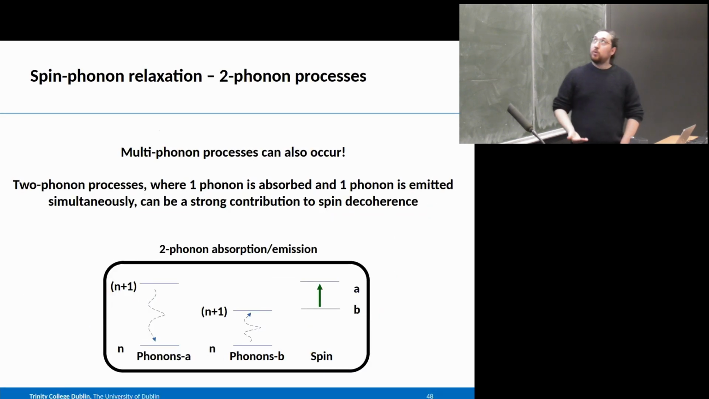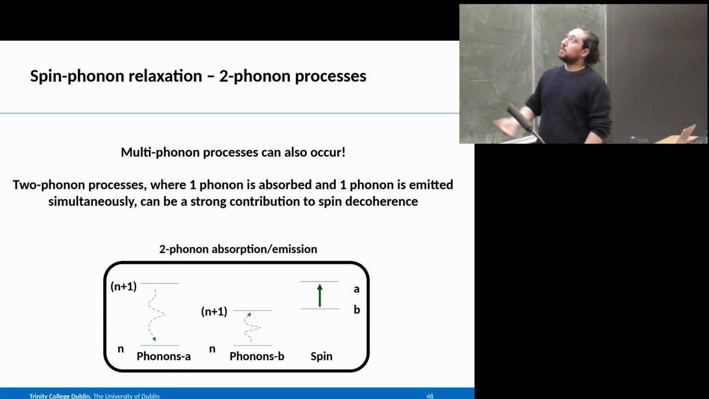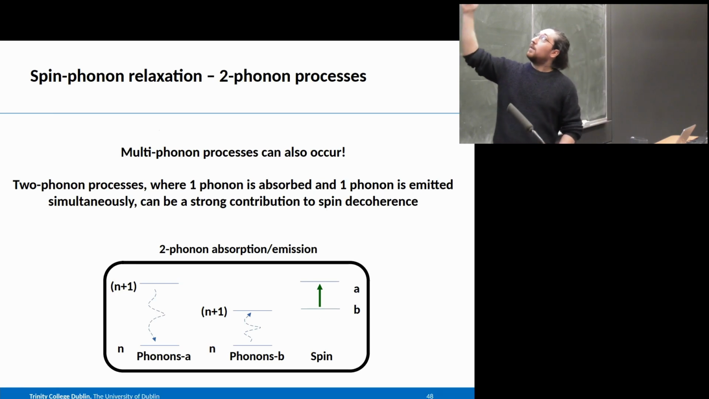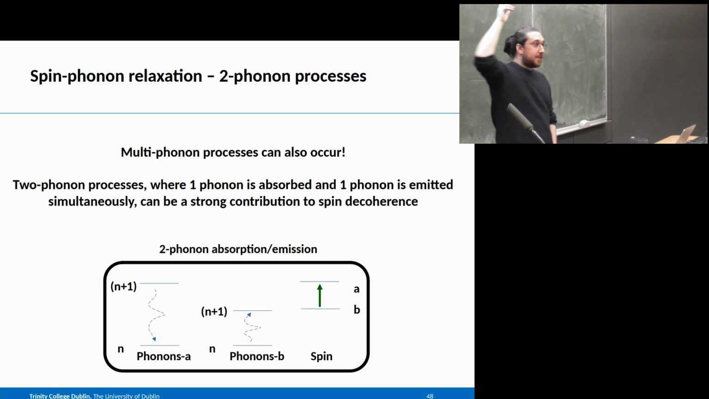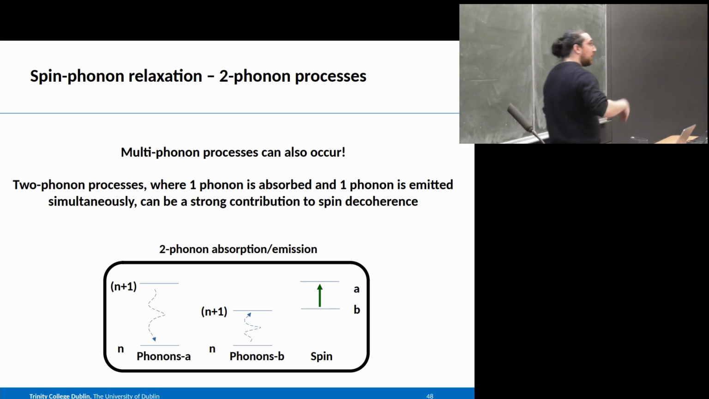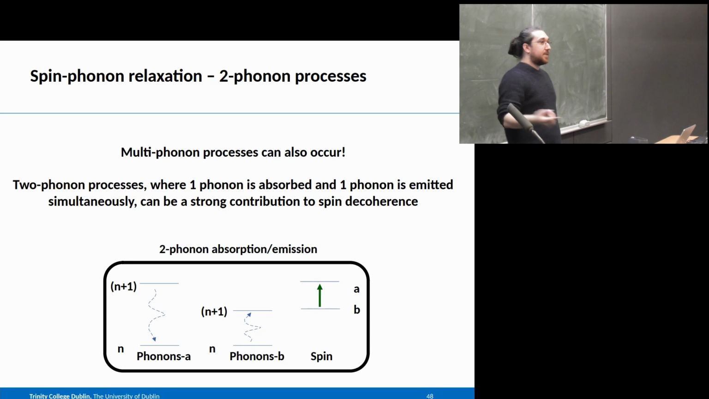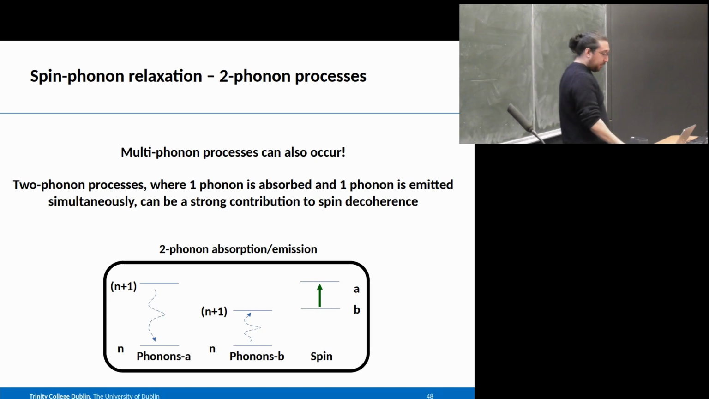You can also have multi-phonon processes. It becomes even more complicated. So instead of having one phonon transition at the same time as the spin transition, you have multiple phonon transitions at the same time. So in this example here, you have a phonon which is emitted and a phonon which is absorbed at the same time as the spin makes a flip. And these are the sort of quantum processes that continuously occur in solid state for a spin system. And these are the processes that cause decoherence.